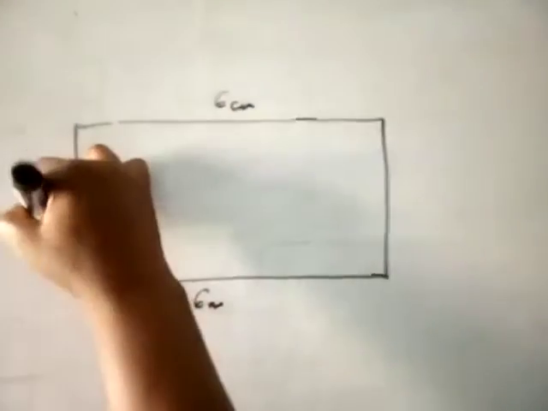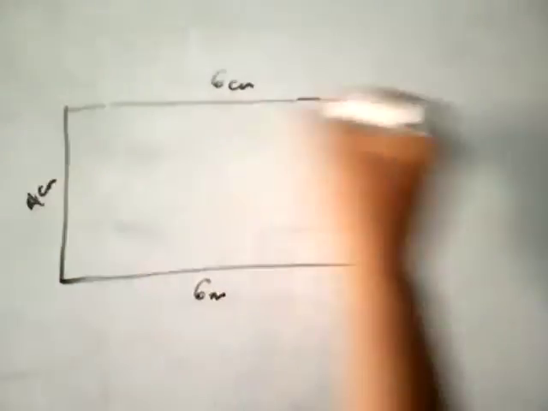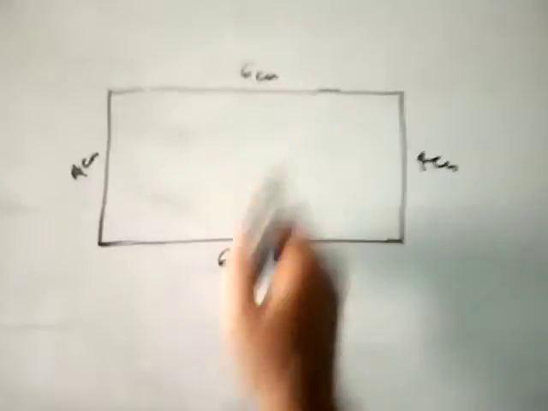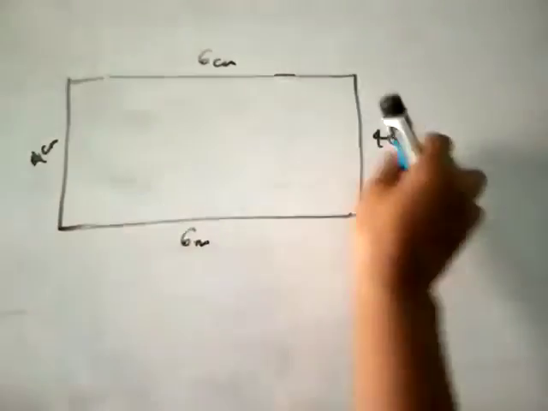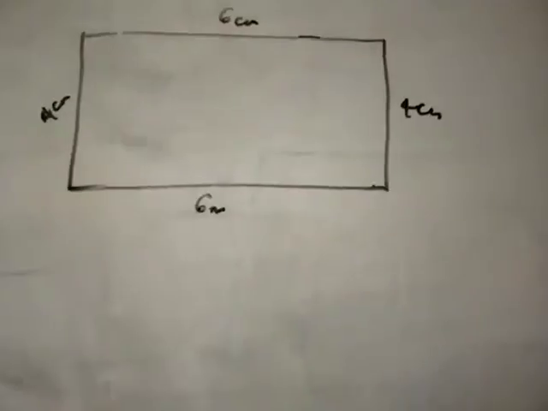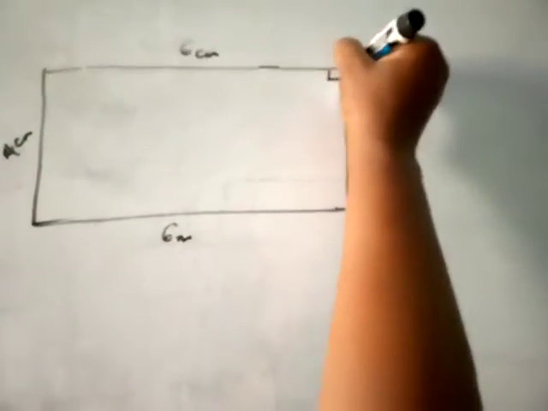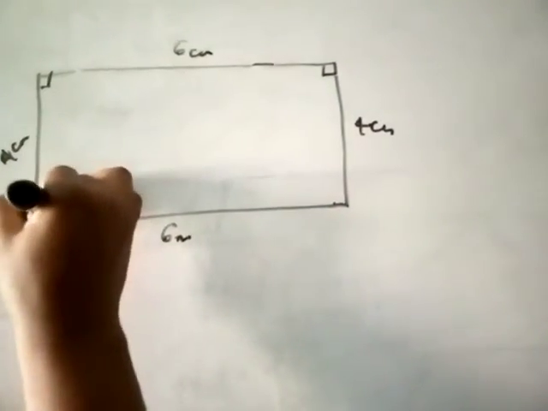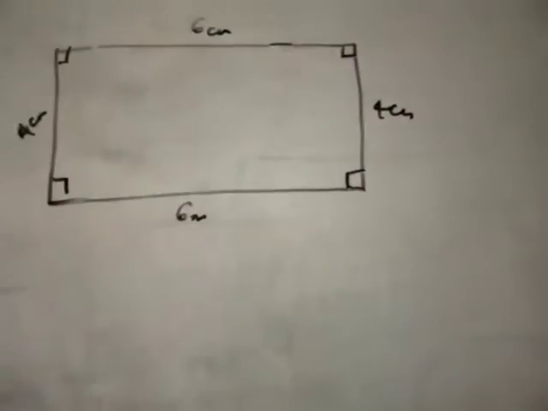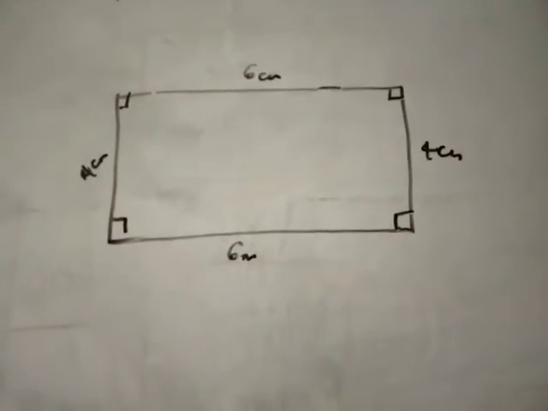But this cannot be as equal as this. So this other side can be 4 centimeters, while these two will be 4 centimeters. So you see, opposite sides are equal. Now we say all angles are equal. These are the angles. They are equal. Then we say there are two lines of symmetry.